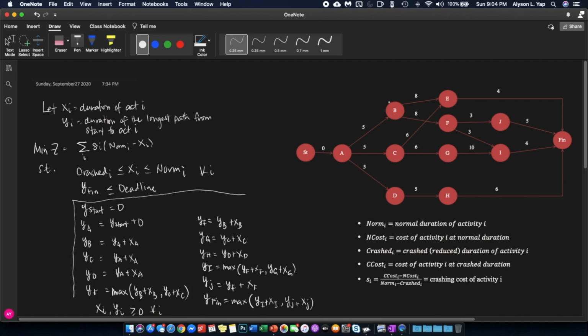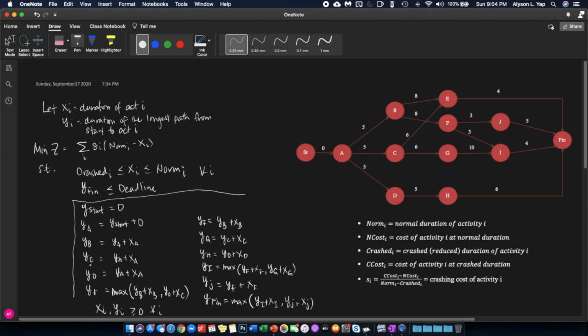If you look at node b, it only has one incoming arc, or inbound arc, getting into activity B, and that incoming arc comes from activity A. Therefore, the duration of the longest path from start to B is equal to the duration of the longest path from start to A plus the duration of x sub A. And that is why you have this.